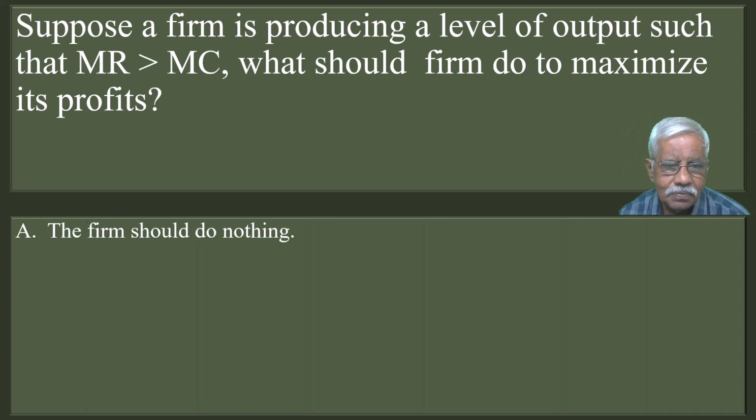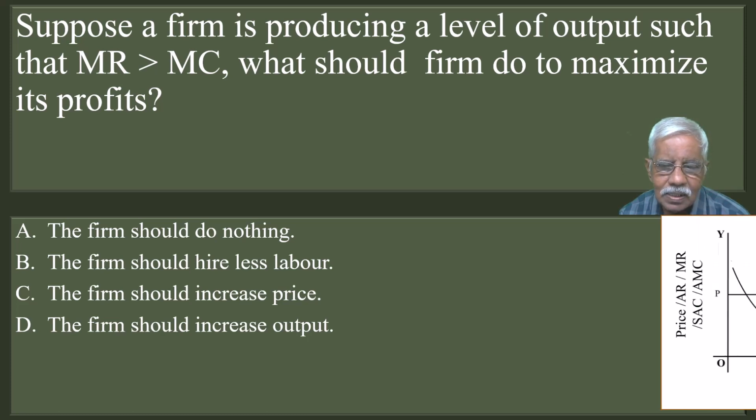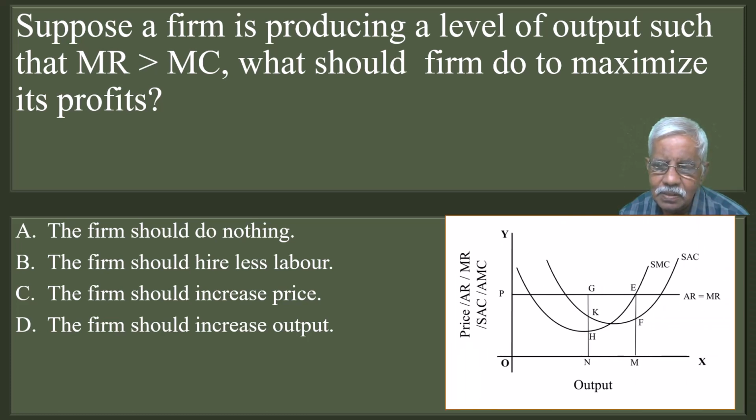Options. A, the firm should do nothing. Option B, the firm should hire less labor. The firm should increase price. The firm should increase output. Simply bring to your memory the graph of firm equilibrium. It is given here. E is the point of equilibrium where marginal revenue equal to marginal cost.